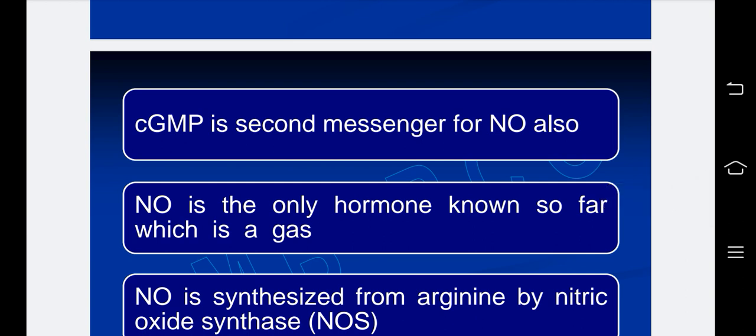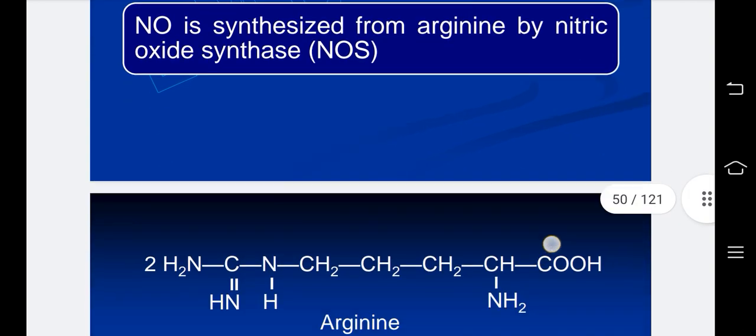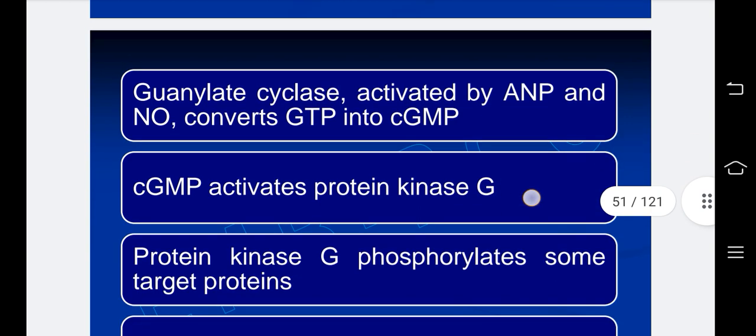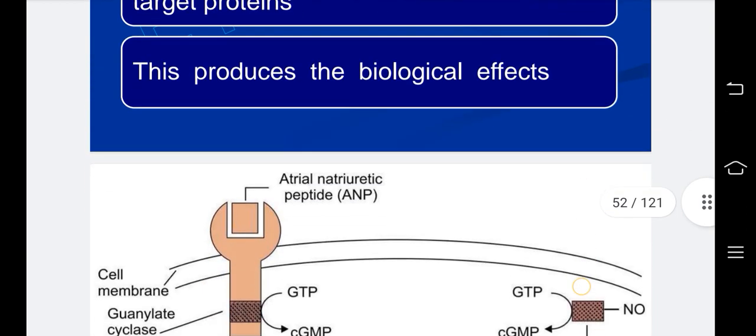cGMP is second messenger for NO also. NO is the only hormone known so far which is a gas. NO is synthesized from arginine by nitric oxide synthase or NOS. Guanylate cyclase activated by ANP and NO converts GTP into cGMP. cGMP activates protein kinase G. Protein kinase G phosphorylates some target proteins. This produces the biological effects.